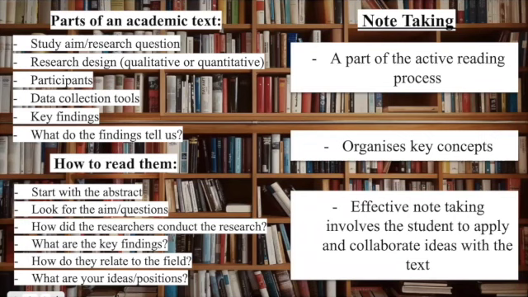This is highly important as some students find it hard when not knowing what to read, how to read it, and how to understand the resource and research. To effectively read an academic article, you must follow these steps. Start with the abstract, then look for the aim and questions. How did the researchers conduct the research? What are the key findings? How do they relate to the field? And then what are your ideas and positions?